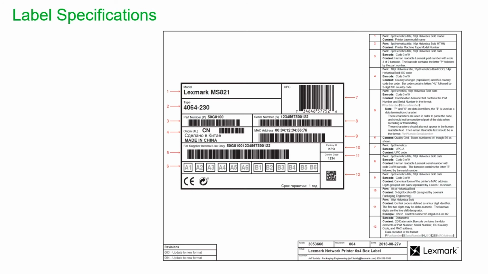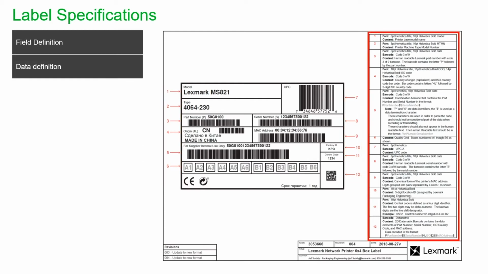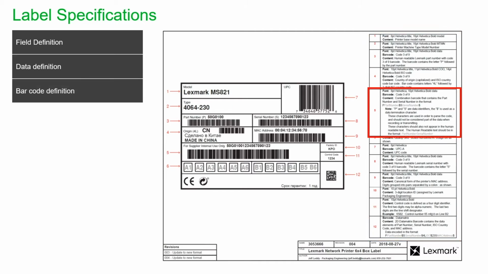Labels created by packaging engineering are typically defined using an engineering specification. The specification will show an example of the label and define each of the fields. For text fields, the specs define font type, font size, and what the field represents. For barcodes, the barcode type and format are also defined.